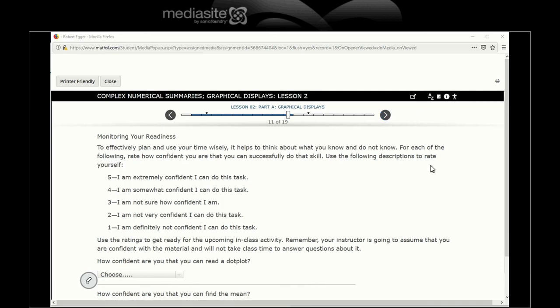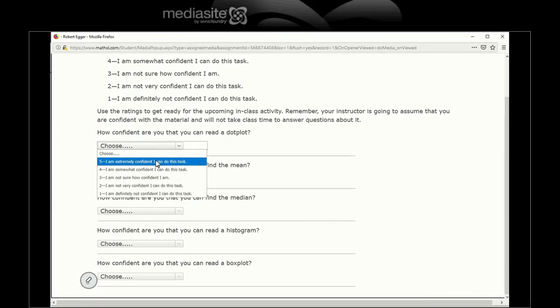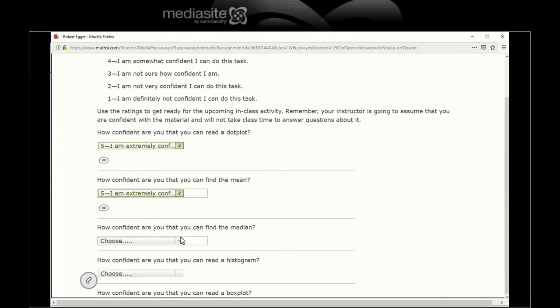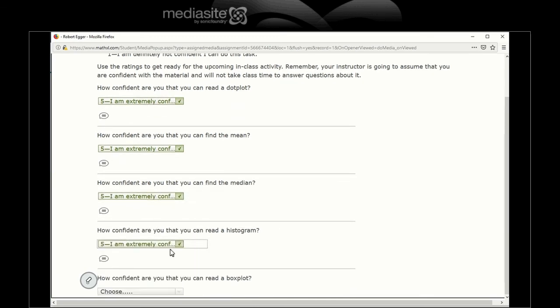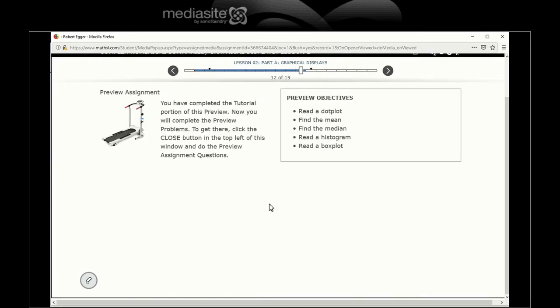So let's see. Hopefully you now know what a mean is. You know what a median is. You know how to calculate them. You know how to interpret a dot plot. You know how to interpret a box plot. You know how to interpret a histogram. So do your confidence level. And now you should be able to go on and do the textbook workbook exercises and the practice.